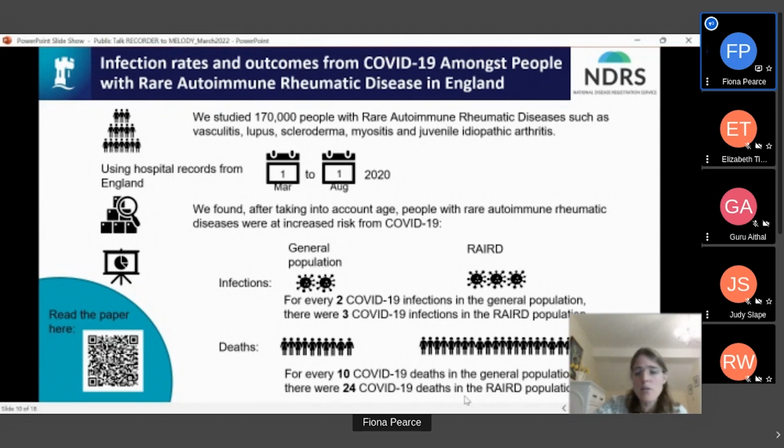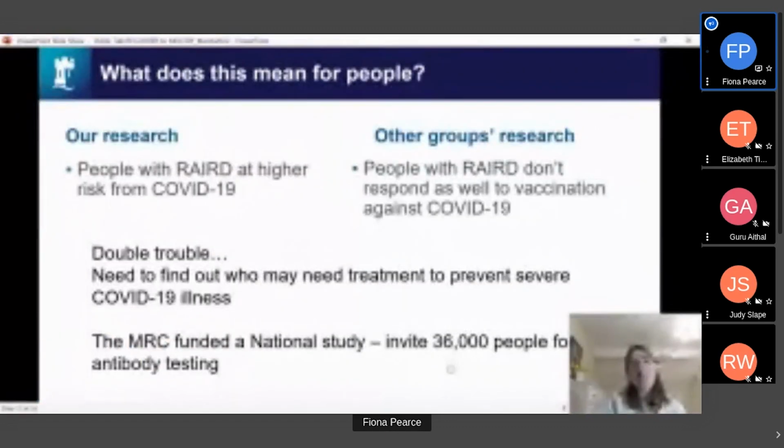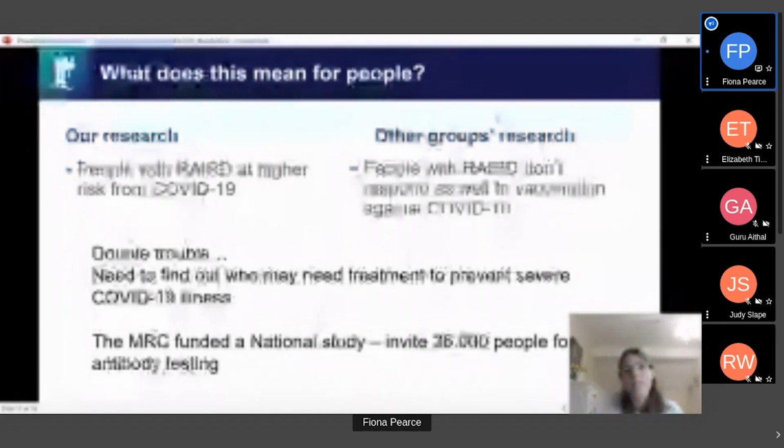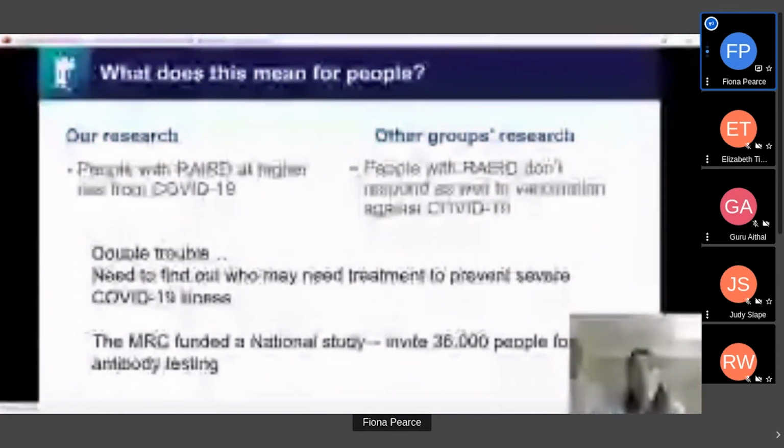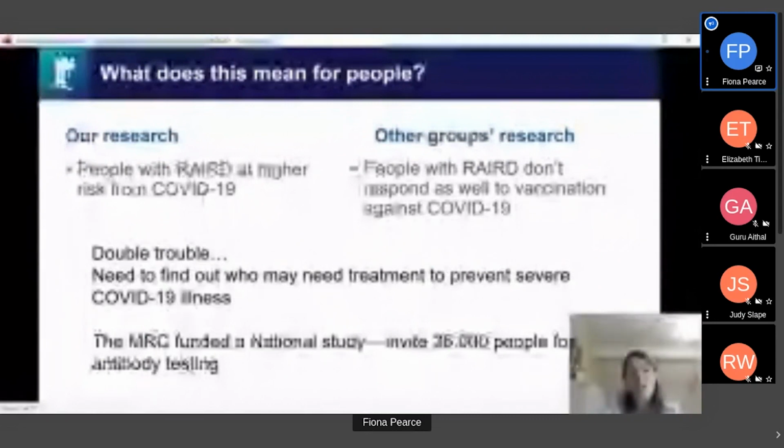So we were able to feed this back to NHS Digital, who were running shielding, and get letters out to those people. We were also able to think about what else we could try to do to improve health and the advice to people with rare autoimmune rheumatic diseases. So we put our findings together with other research groups who'd found that people with rare autoimmune rheumatic diseases and suppressed immune systems also don't respond as well to vaccination against COVID-19.